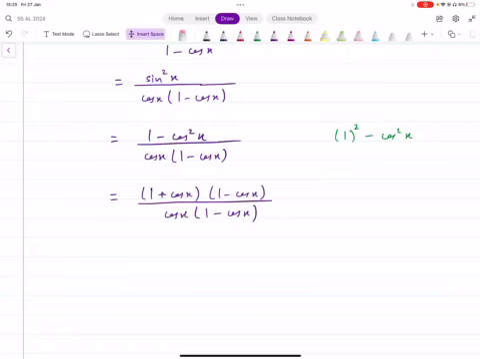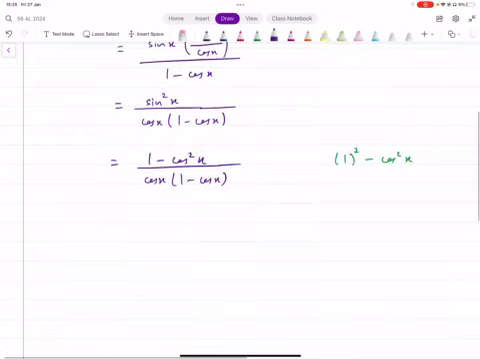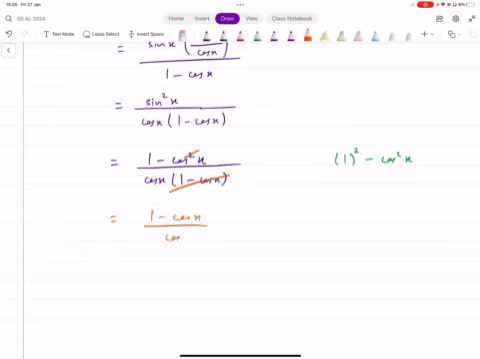Now, here there's one very common error which a lot of people end up making in the exam. They just look at this and say, okay, there's 1 minus cos square in the numerator and 1 minus cos x in the denominator. They cancel this with this somehow, and they have 1 minus cos x over cos x then.